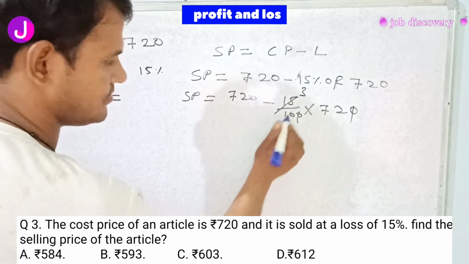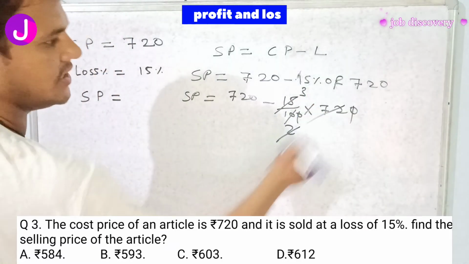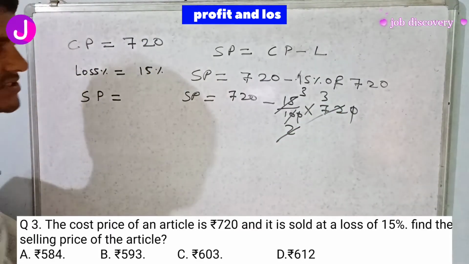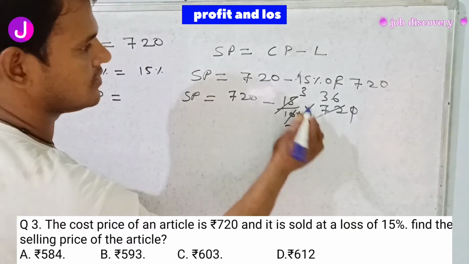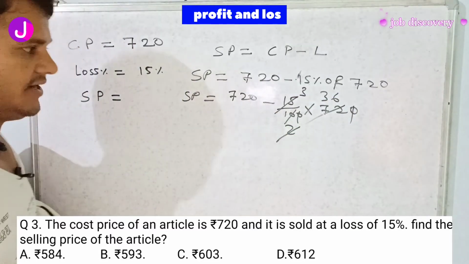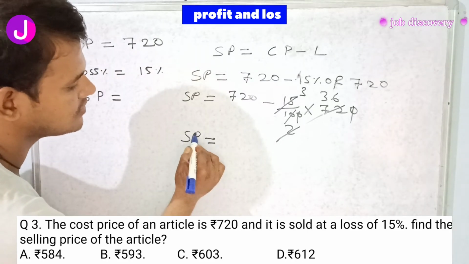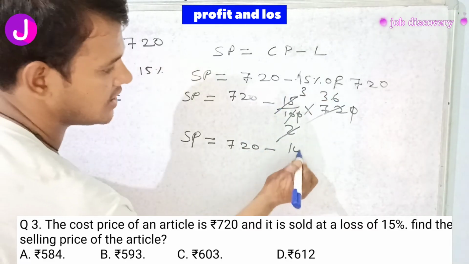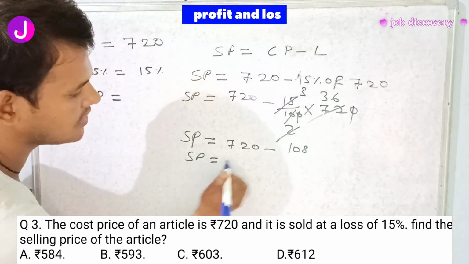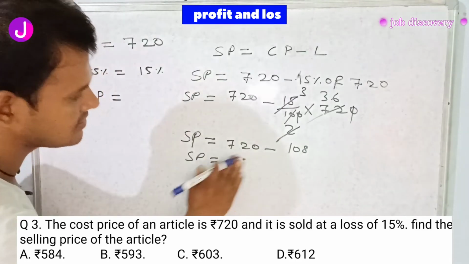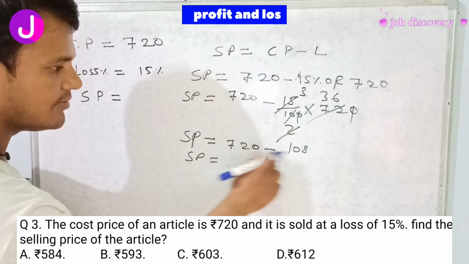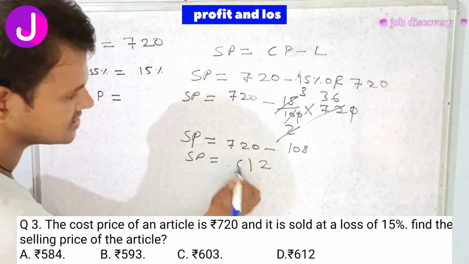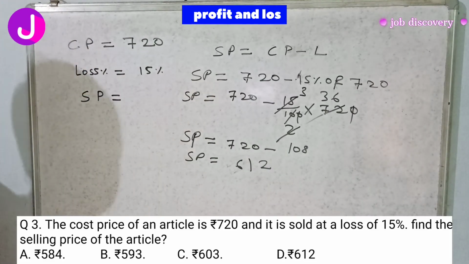5 threes are 15, 5 twos are 10. It will be 36, because 2 threes are 6 and 2 sixes are 12. 3 into 36 will be 108. So selling price is equal to 720 minus 108. So selling price is equal to 612.